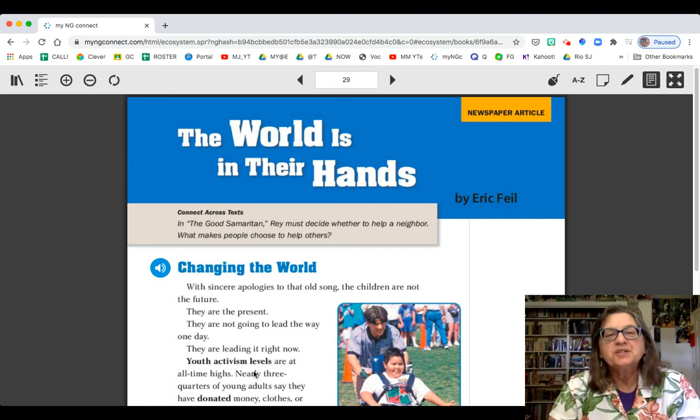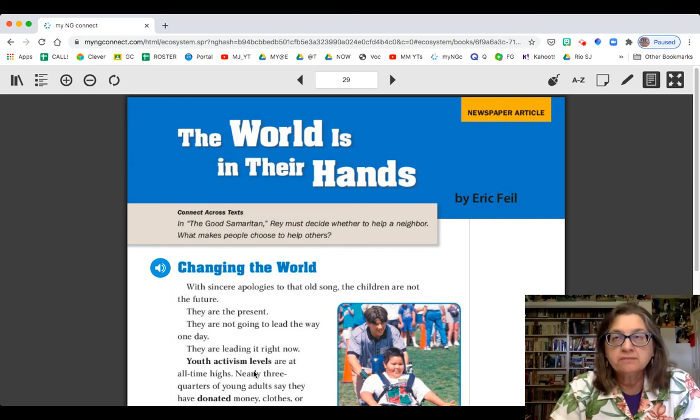Hi. So we're going to read another article, something else in cluster one. We had read the short story, The Good Samaritan, and a Samaritan is someone who helps someone else even when there's nothing in it for them. It doesn't help that person out to be helping someone else.